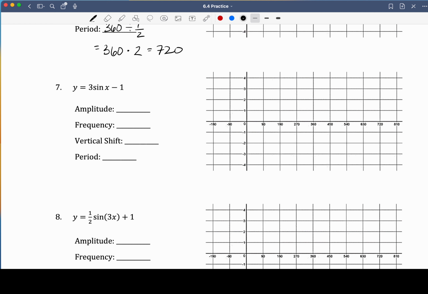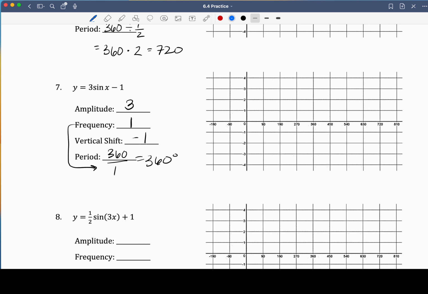So we're going to go ahead and fill out all the pieces like we've done before. The amplitude is what's out in front of sine, so it's 3. Our frequency is what's in front of the x value, so it's 1. Vertical shift is -1. Or some people like to write down 1, same thing. Period is 360 divided by our frequency, which is 1, which gives us 360.